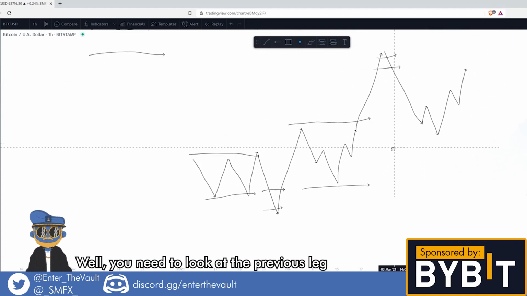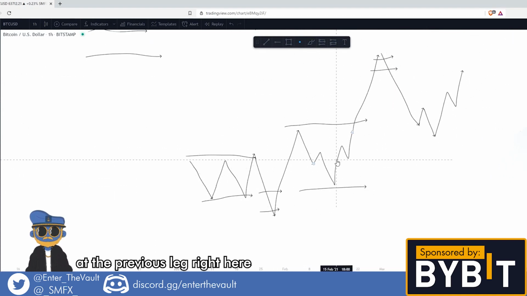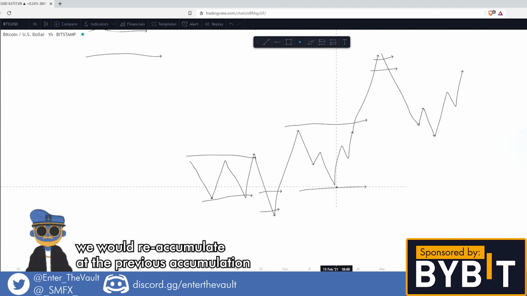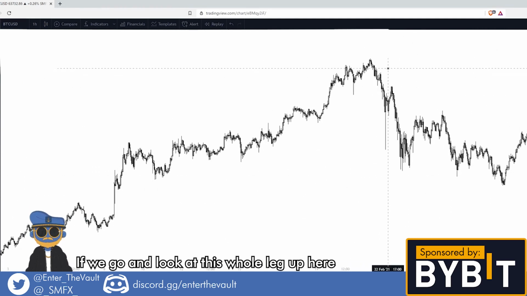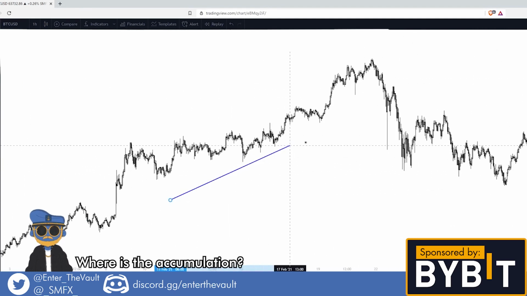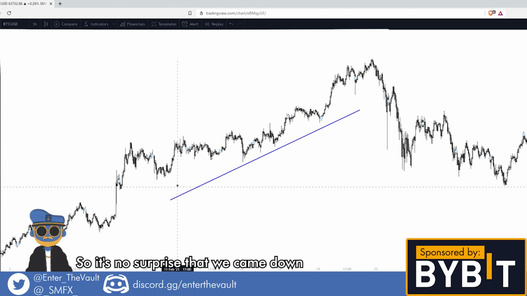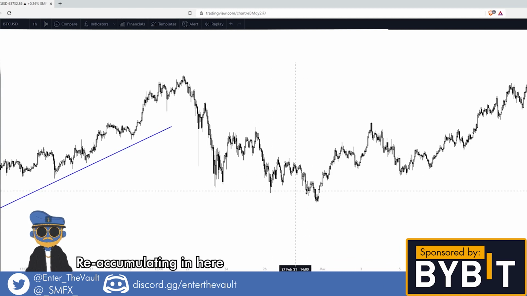Well, you need to look at the previous leg. So if you look here, you'll see that there's accumulation at the previous leg right here. So it makes sense that if we are in a trending market, we would reaccumulate at the previous accumulation. But if we take a look at this example, if we go and look at this whole leg up here, where's the accumulation? There is none. There's nothing but equal lows below here. So it's no surprise that we came down and we swept these levels before, you guessed it, reaccumulating in here.